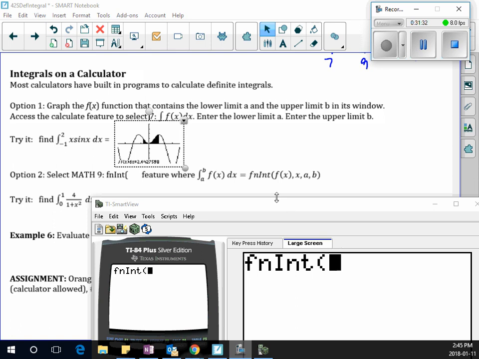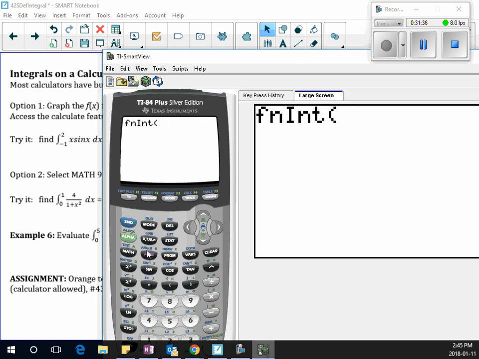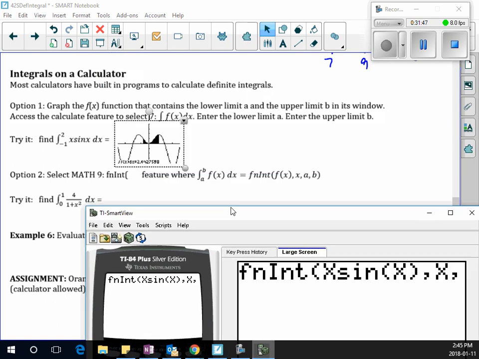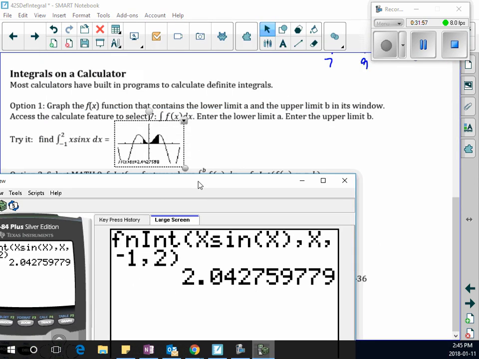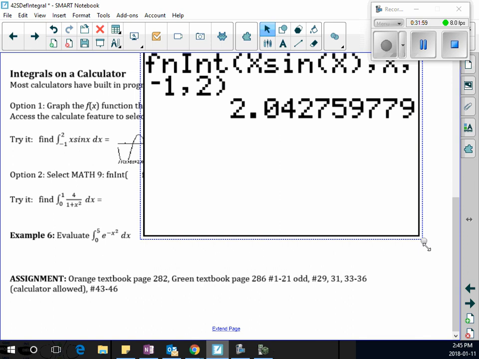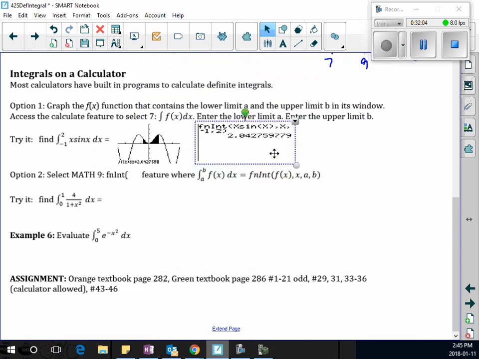So anyways, if you don't have the updated version, you have to remember the order you do this in. You're going to have to do x sine x, close the brackets, comma, x, comma, then the lower limit, which was -1, comma, 2. And we get exactly the same answer. Do you see we get the exact same answer as we did there?